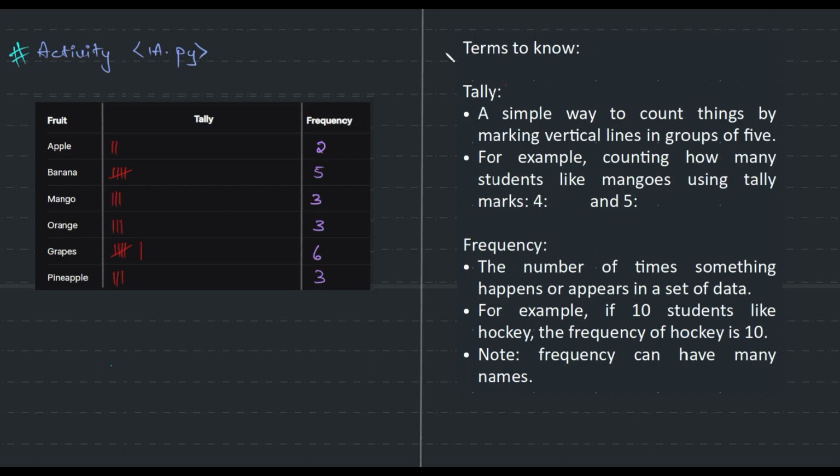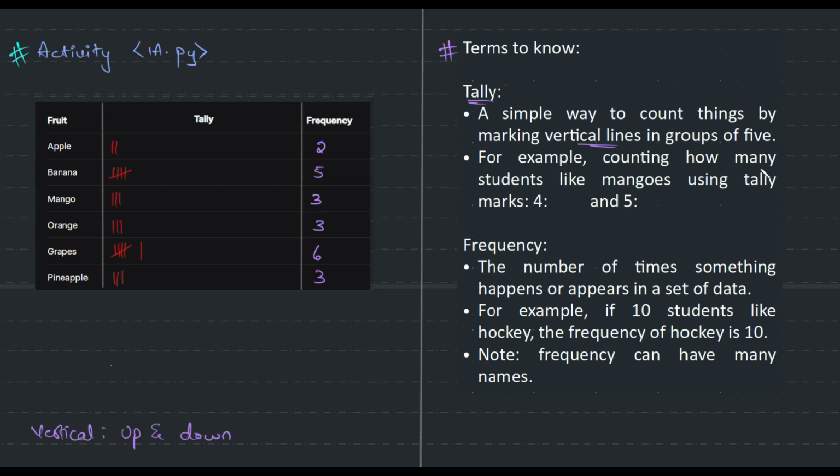Okay. So basically we are using a tool called tally. Tally is a simple way to count things by marking vertical lines, right? Vertical means up and down basically. Let me write it over here. Any line which is up and down, we can term as vertical. In a group of 5s, right?